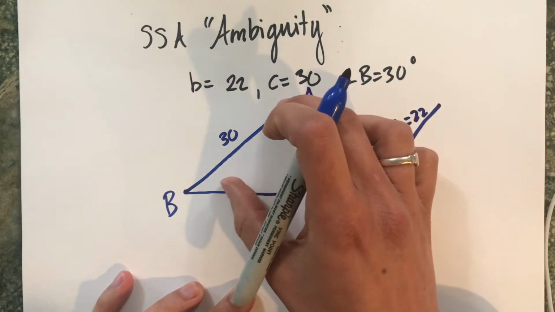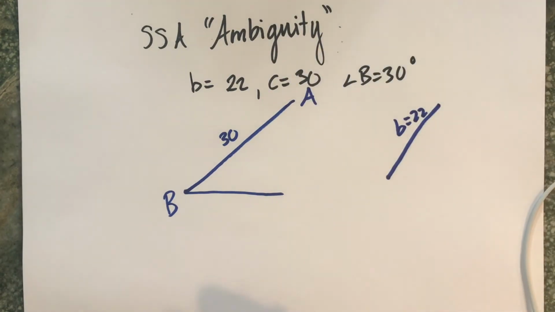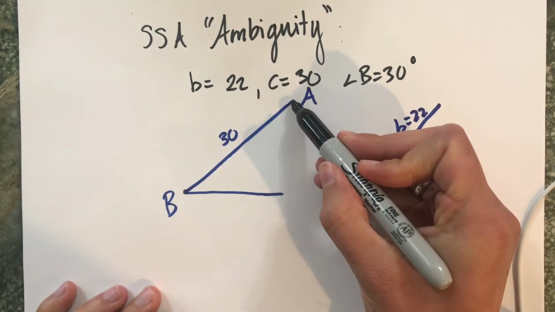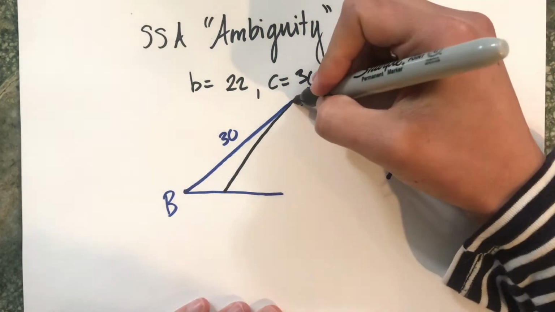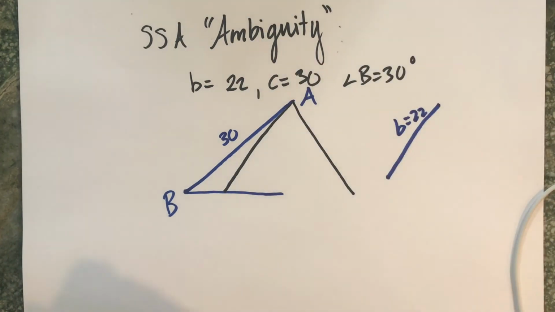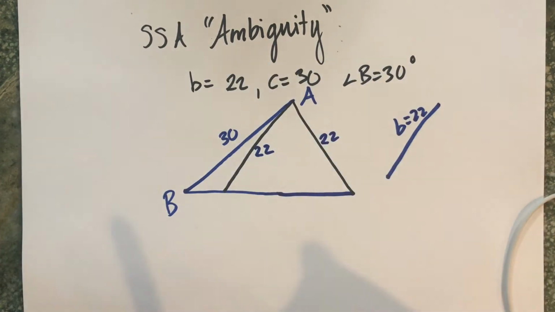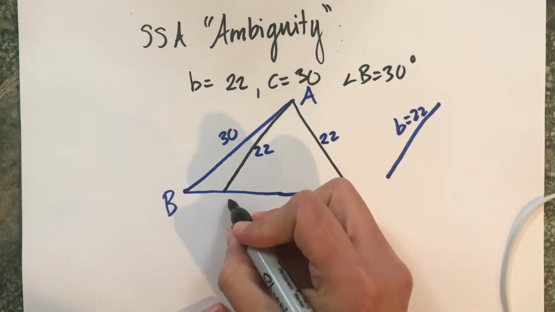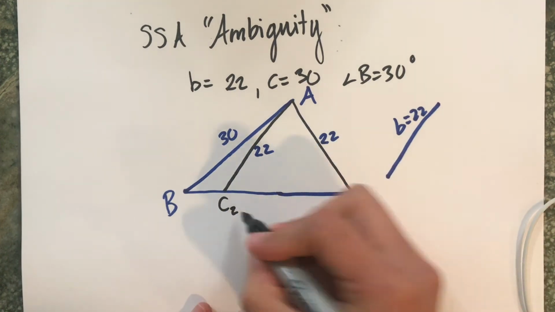Okay, so if I draw this, right, I don't know how long the side A is, so I can either take 22, side B, and put it there, or I can put it there. I can kind of swing it back and forth. I have a video explaining this in a different video. Okay, so I have 22 and 22, and then I have these two options for where C is.